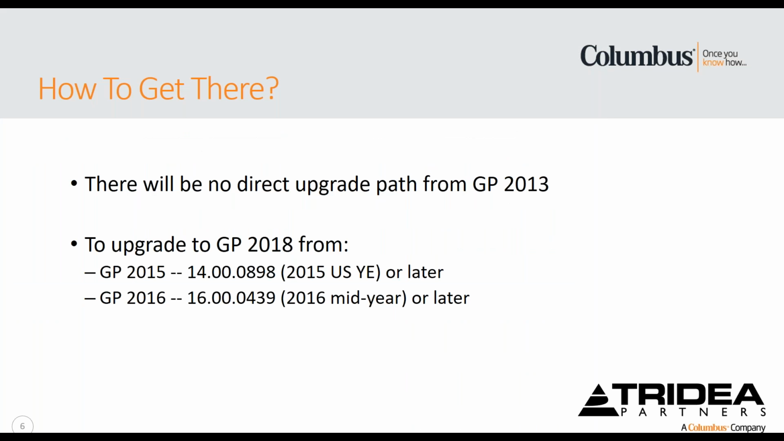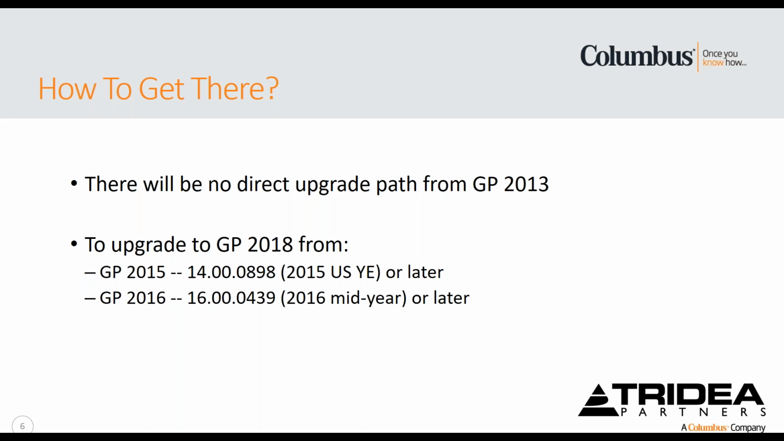Okay, so how do we get there? If you're on GP 2015 and you have the 2015 US year-end update installed or something more current, in other words GP 2015 version 14.00.0898 or later, then you're okay. If you're on GP 2016, and that would mean 16.00.0439 or later, then you can go easily enough.